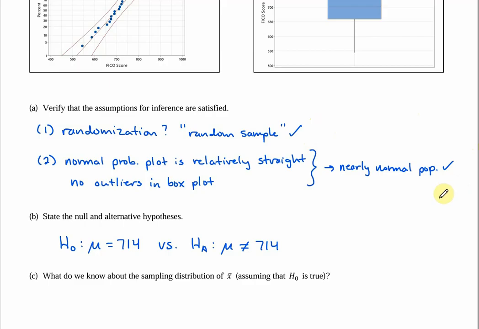Then the other thing that we had said was that there is a two-sided alternative. There's a not equal to in the alternative hypothesis because of the no longer 714. So that's essentially going to be your alternative: mu is not equal to 714, which means the null is that mu is equal to 714.